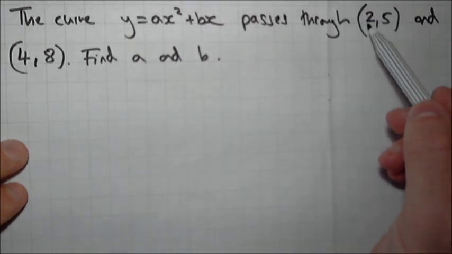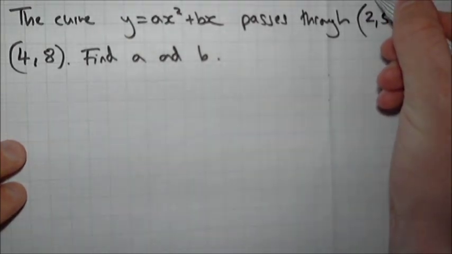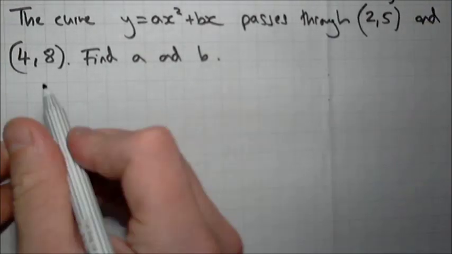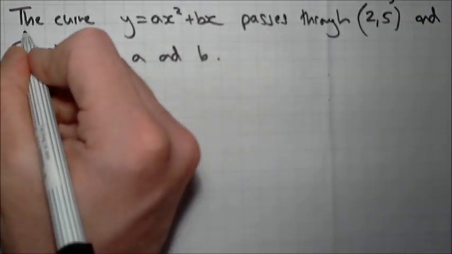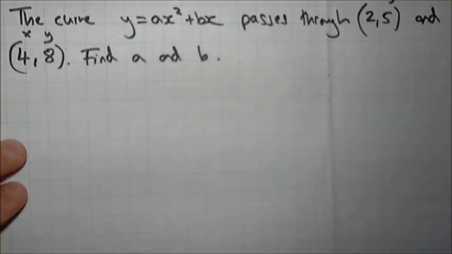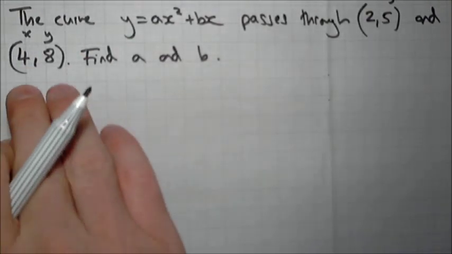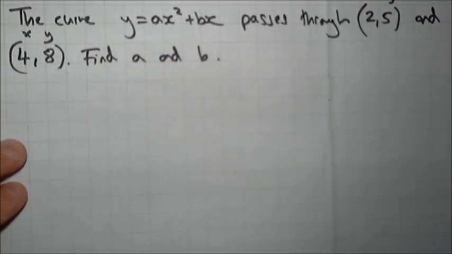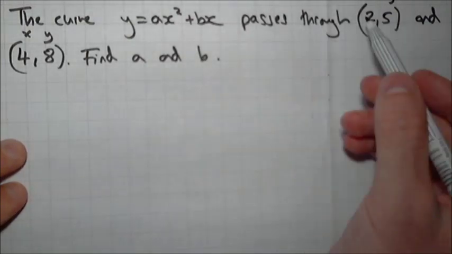So for this point, the x value is 2 and the y value is 5. For this point here, the x value is 4 and the y value is 8. So let's now put these values into here, and afterwards we should be able to solve a simultaneous equation. So let's start with this one.